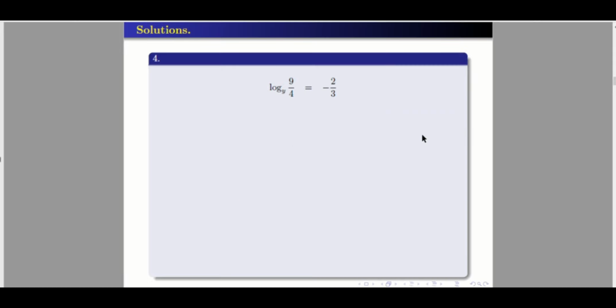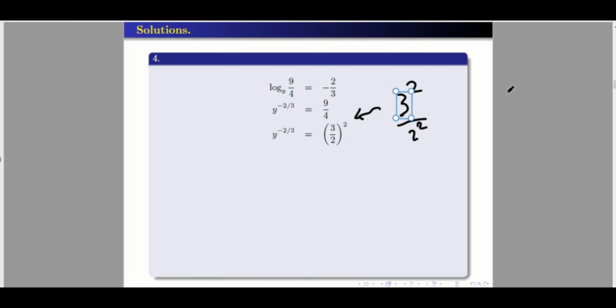Number 4. Again, the same solution as the previous one. y raised to negative 2 over 3 equals 9 over 4. Now take note, 9 over 4 is equivalent to 3 over 2, with a square outside the parenthesis, because 9 is 3 squared and 4 is 2 squared. And by the property of exponents, this is equivalent to this.